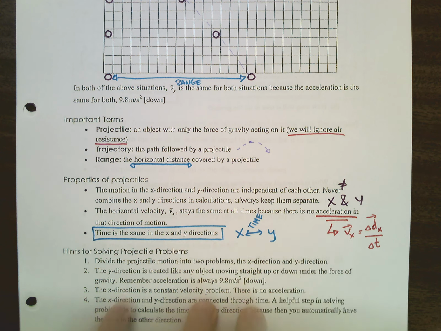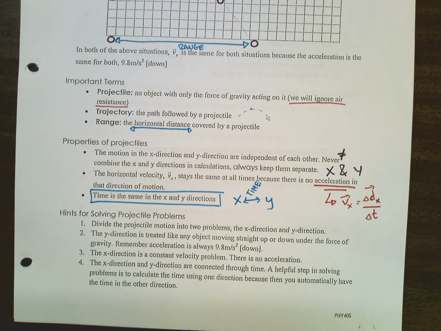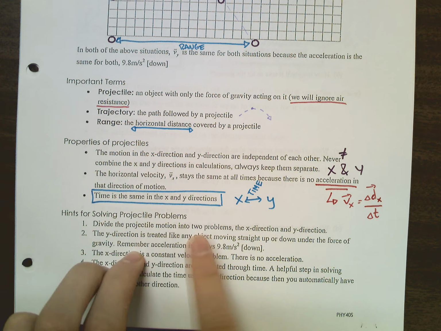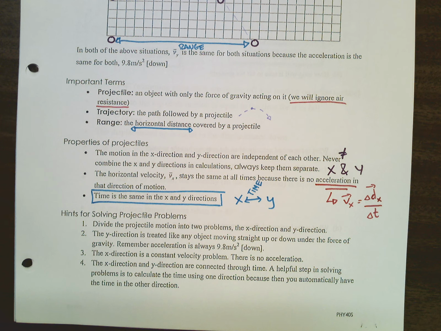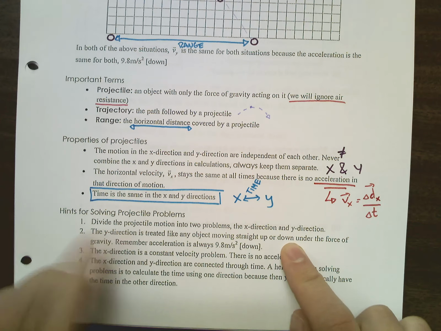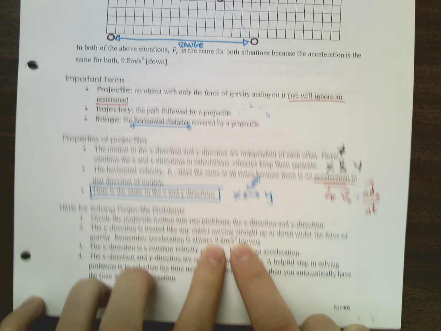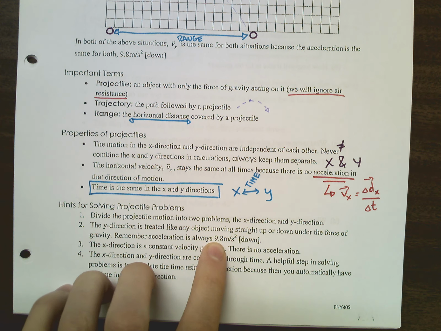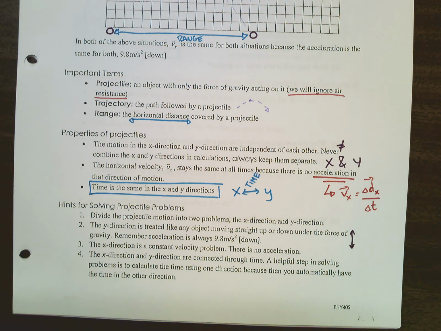I don't know if that helps you or not, but just a couple visuals. Now, a couple hints besides using time. Divide the projectile motion into two problems, the x direction and the y direction. I basically already said that. Treat the y direction like any question you've ever seen where the object is moving straight up or straight down under only the force of gravity. And remember that acceleration is always 9.8 meters per second squared down. So every time you're thinking about the y direction, always just think about it as going up and down. This will make your life a lot easier.